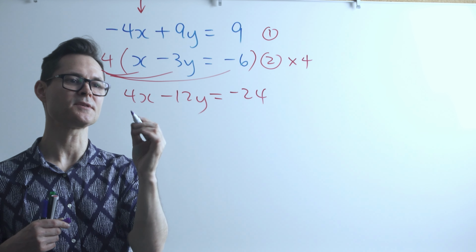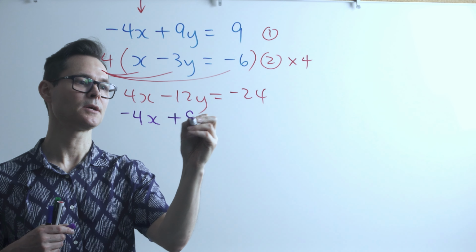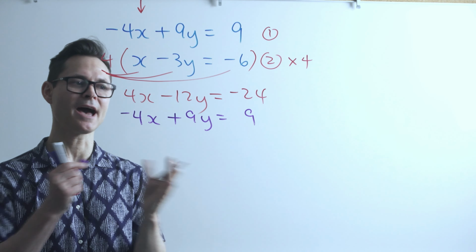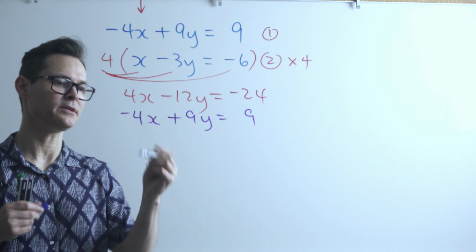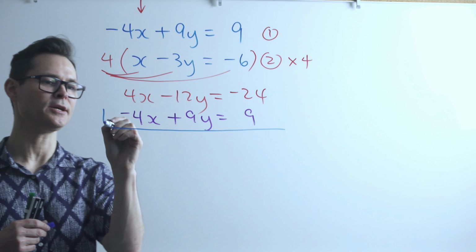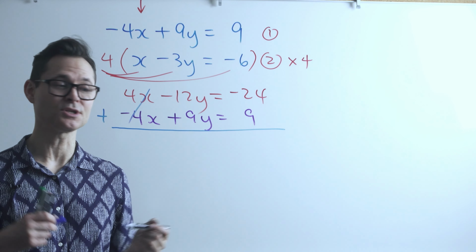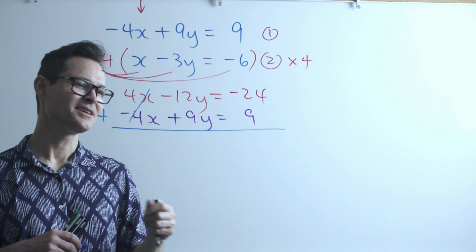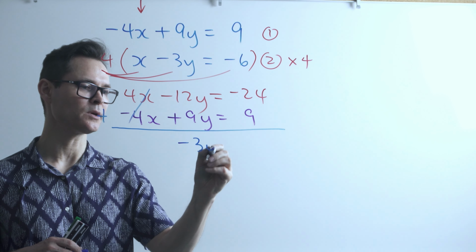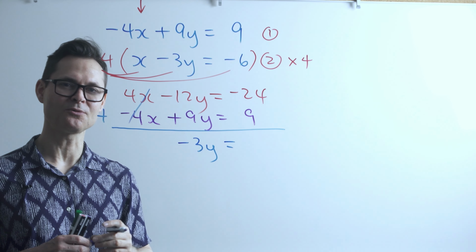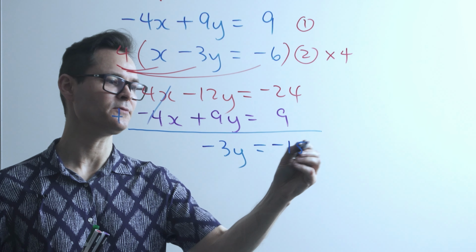Now take a look. I'm going to take the first one and write it below, plus 9y equals 9. I like to have them sort of stacked together. And now I can add vertically like I did in the previous one. So I'm going to add these two equations together. These are going to cancel. 4x minus 4x is 0x, or just 0. I'm not going to write 0. Save the lead. And then negative 12y plus 9y is negative 3y. Line up your equal signs. Don't forget to do that. And negative 24 plus 9 is negative 15.